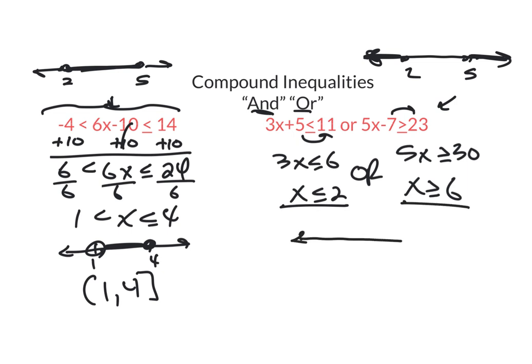Think about that. There's not any numbers that are both less than 2 and greater than 6. That's why the word or is in there. So I'm going to put the 2 here. Less than 2 is that way. Put the 6 here. Greater than 6 is that way.